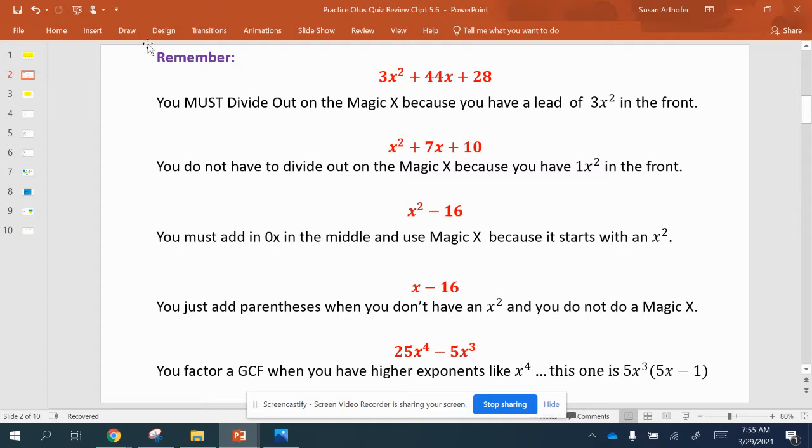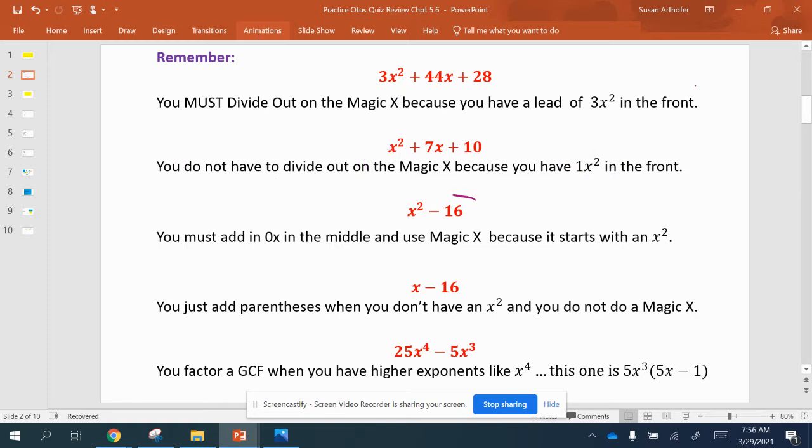But sometimes on the magic x you divide out and sometimes you don't. When you do not have to divide out is when it has a lead of 1. This one on the top, you would be drawing your magic x and writing 3x on both sides so that you would divide out, right? But it doesn't make sense to divide by 1. So when you have just a plain 1x squared in the front, you do not divide out on the magic x. It should be an easier factoring for you.